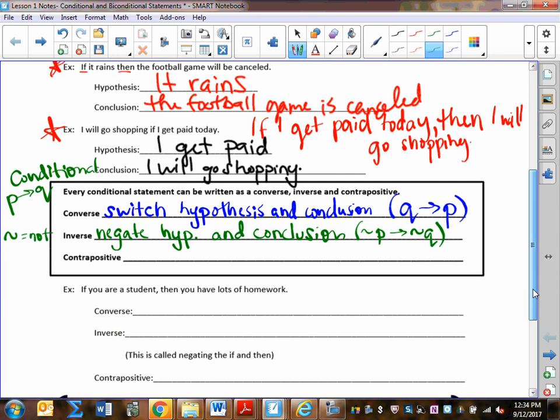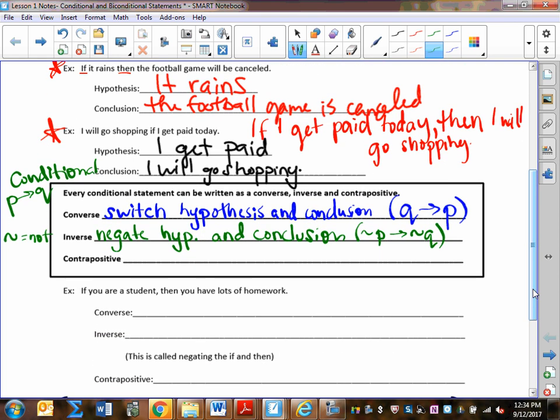Now my contrapositive. Any thoughts on what my contrapositive might be? It's both. Very good, Sam. So my contrapositive, I'm going to switch and negate. Or in other words, I negate the converse or I switch the inverse, right? Because it's just applying both of them. So you could write it in your fancy way.